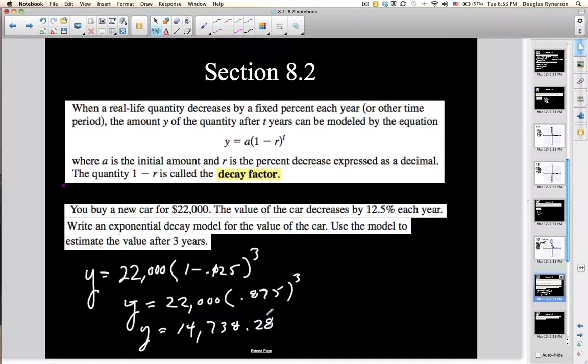And that's going to be equal to $14,738.28. Anytime you're using money, you should be going to 2 decimal points, and whatever remains, you would round to the cents part. That would be the standard for money. So that's how decay factors and exponential decay functions operate. They end up decreasing values. Keywords to look for is decrease.